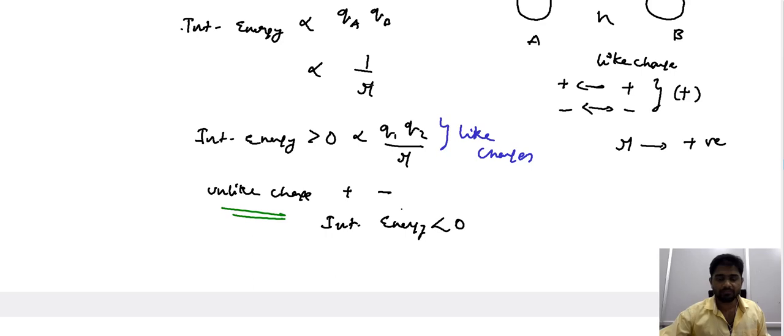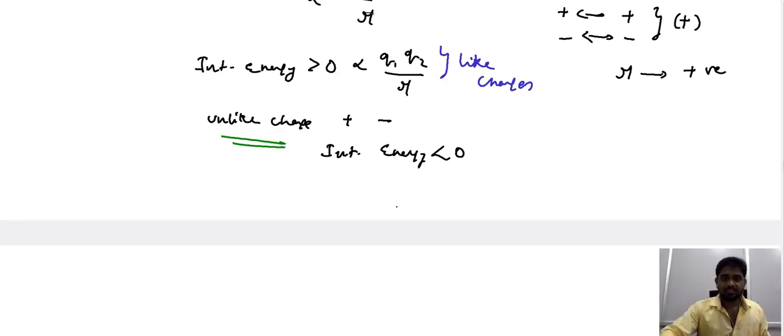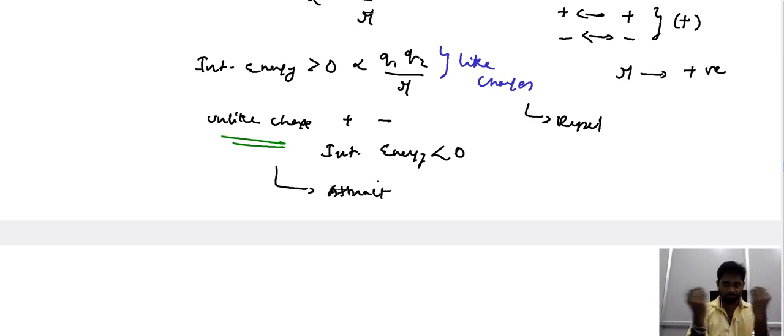So essentially, we have like and unlike charges, and depending on these two interactions, the interaction energy can be positive or negative. For the interaction between like charges, the interaction energy is positive. For unlike charges, it is negative. Now the like charges repel, whereas the unlike charges attract. So the interaction between like charges is repulsion and the interaction between unlike charges is attraction.